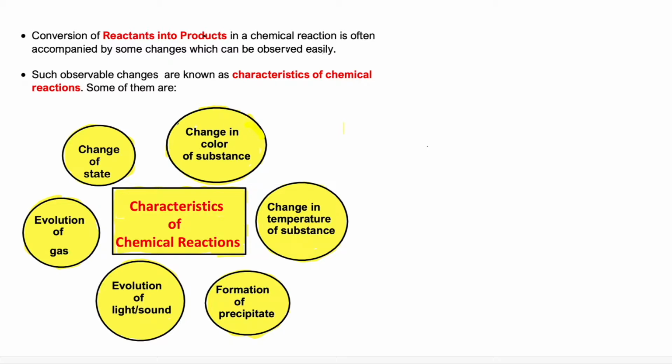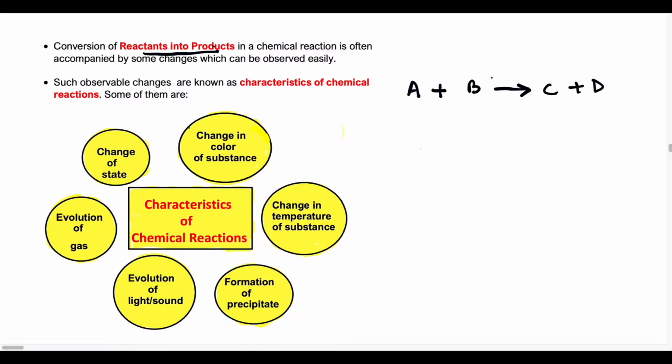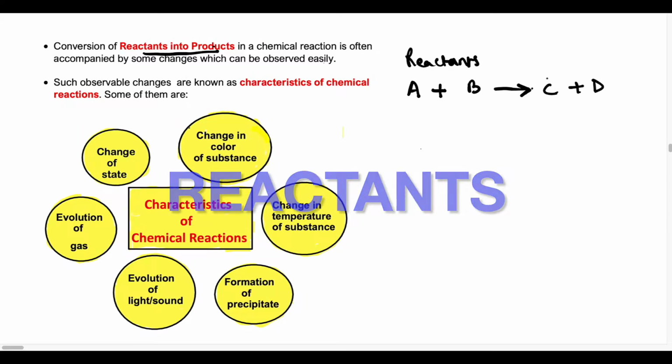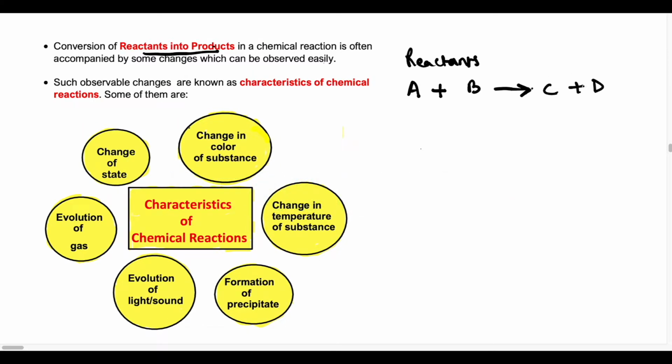Children, from our previous videos on this chapter, we are clear with reactants and products. Just a recap. Suppose I take an element A and mix it with an aqueous solution of B taken in a test tube. After the chemical reaction, I get C and D. Whatever is written on the left hand side of this arrow is known as reactants, and that on the right side of this arrow is known as the products.